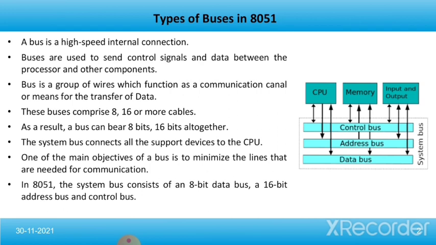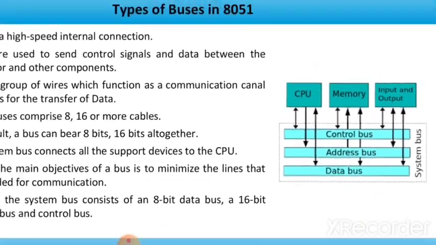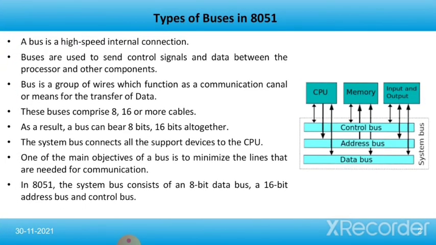The system bus consists of all the support devices to the CPU. If you look at this diagram, the system bus is directly connected to the CPU, memory and input output. One of the main objectives of a bus is to minimize the lines that are needed for the communication. In 8051, the system bus consists of an 8-bit data bus, 16-bit address bus and control bus. So we'll discuss about these three buses one by one.